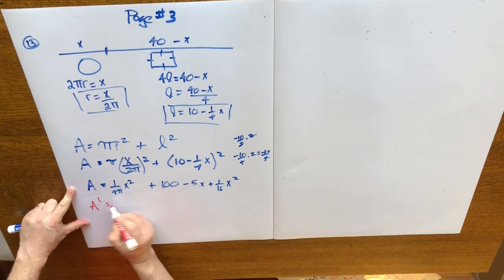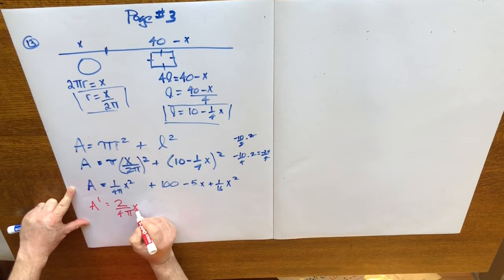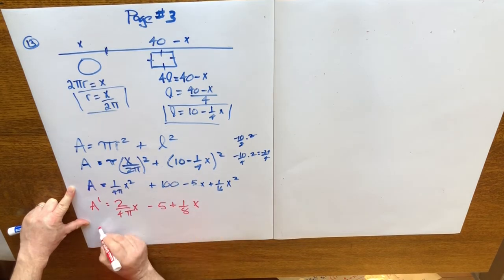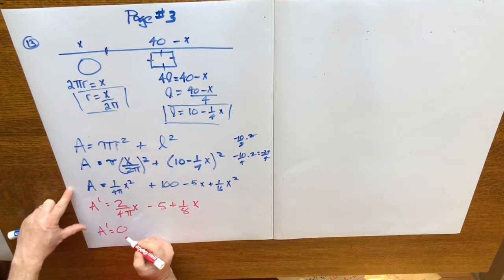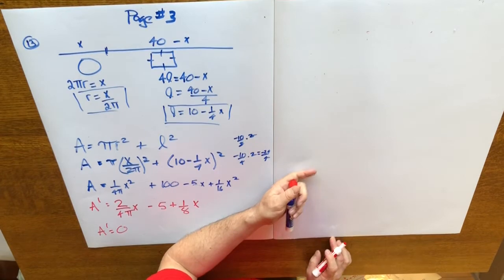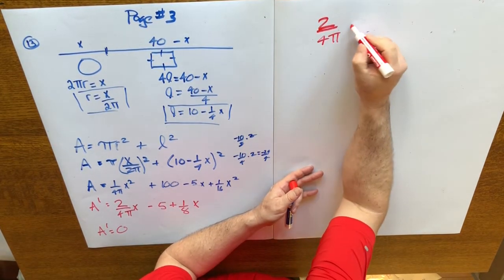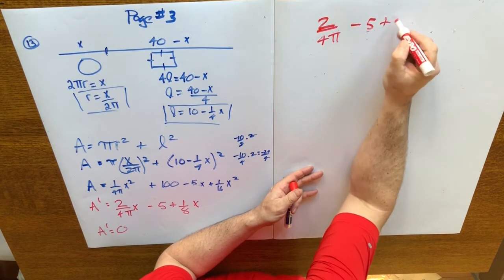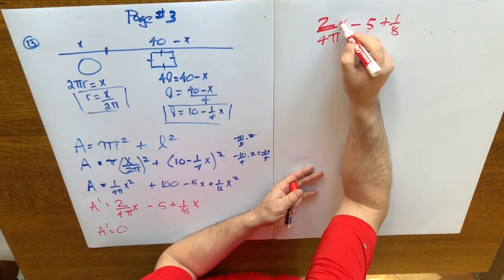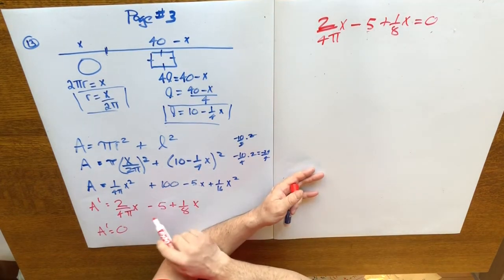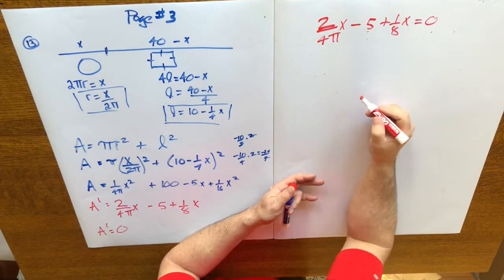A prime equals 2 over 4 pi x minus 5 plus 1/8 x. We want to set that equal to 0. So when does A prime equal 0? When 2 over 4 pi x minus 5 plus 1 over 8 x equals 0.